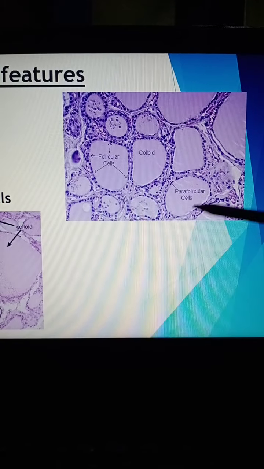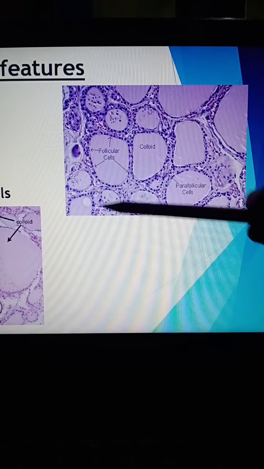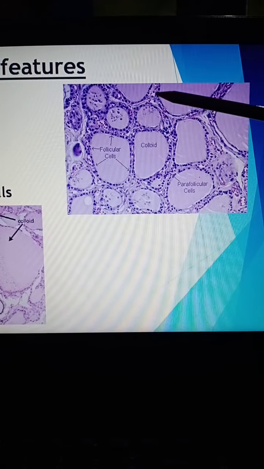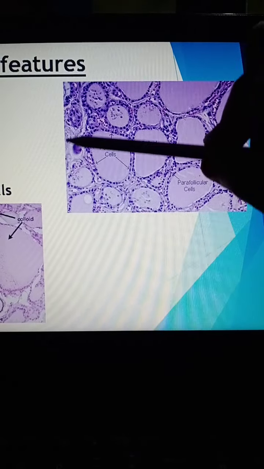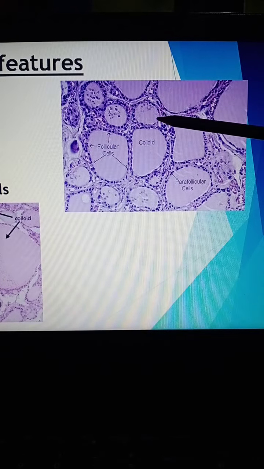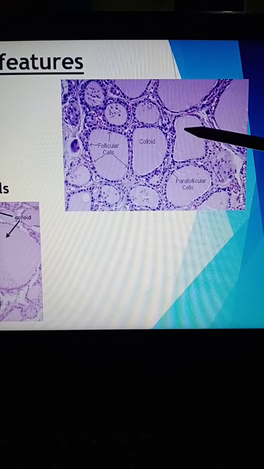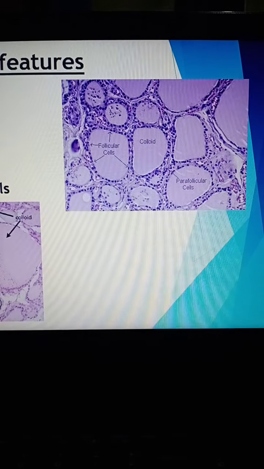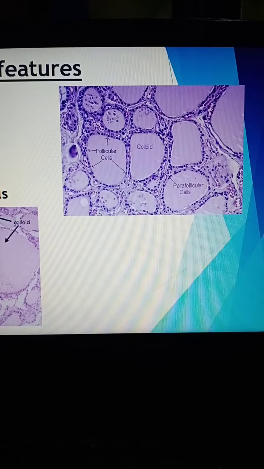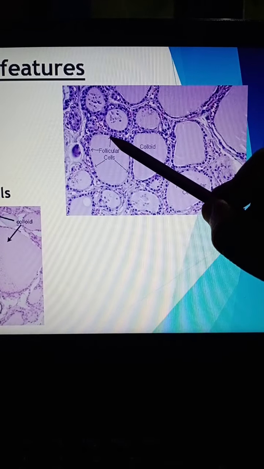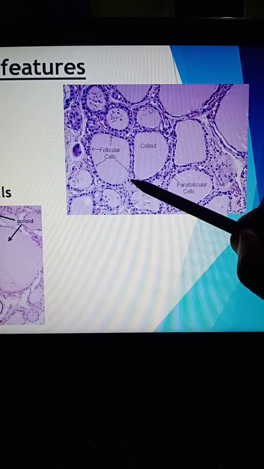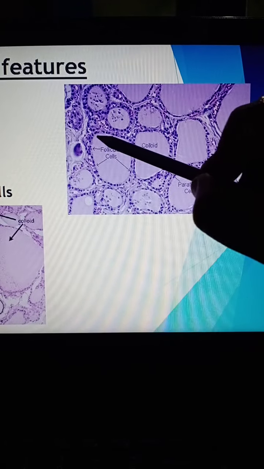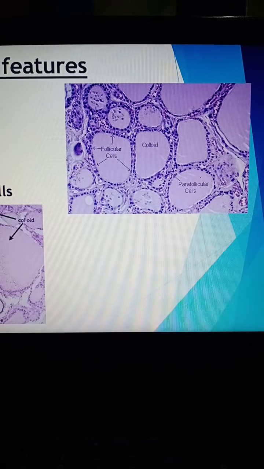So the capsule covering each lobe of the thyroid gland sends septa. These are the septa. These septa divide the lobe into lobules containing different follicles that you can see. Now, each follicle contains follicular cells. When you focus on each follicle, you can see a bluish purple color at the border. You can see the cells. These are called follicular cells.